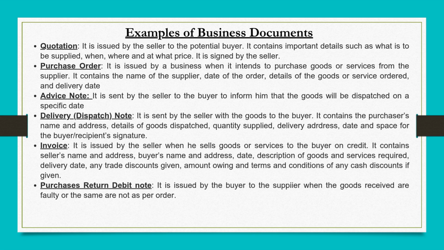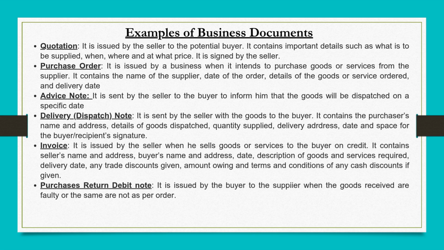Delivery, dispatch note. It is sent by the seller with the goods to the buyer. It contains the purchaser's name and address, details of goods dispatched, quantity supplied, delivery address, date and space for the buyer/recipient's signature. Invoice. It is issued by the seller when he sells goods or services to the buyer on credit.